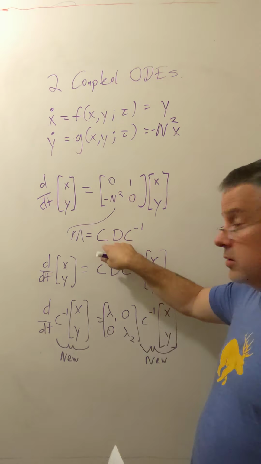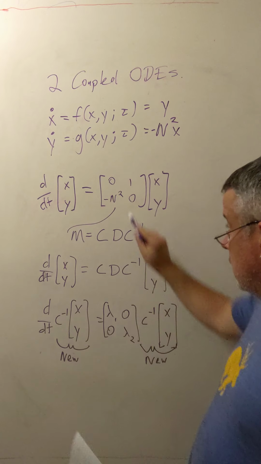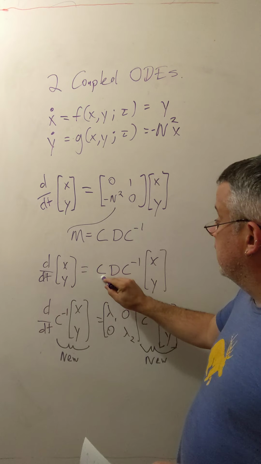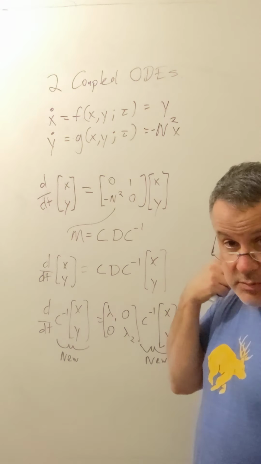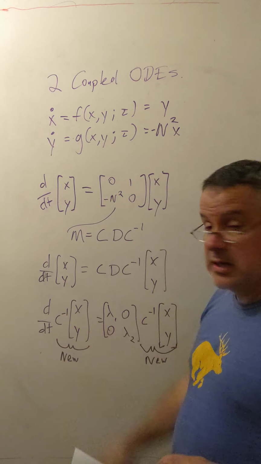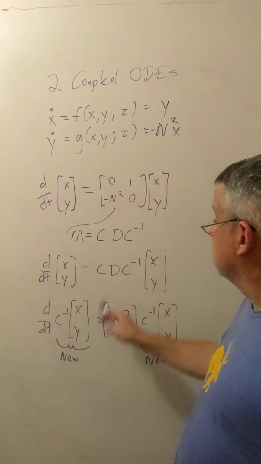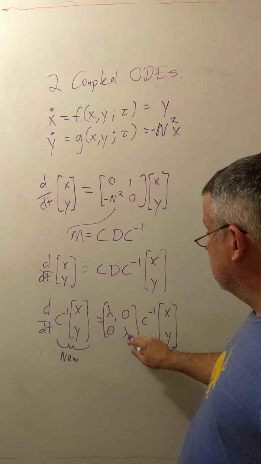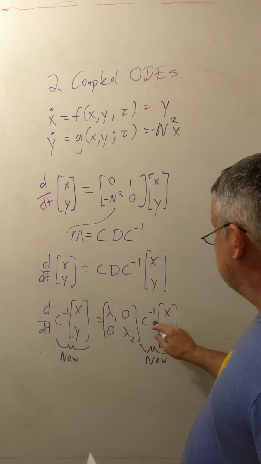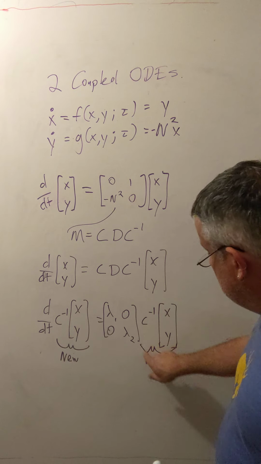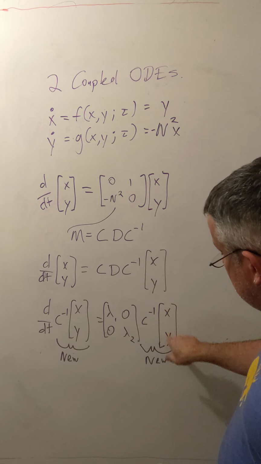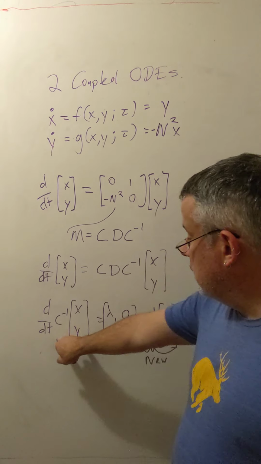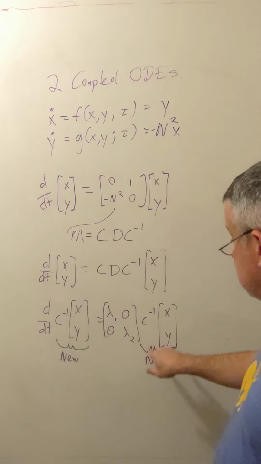Cool. Okay, so let's see what happens if we plug that into the differential equation. Well, we're just replacing the matrix now with C D C inverse. And we can move this C over to the other side of the equation, and since it's just a mess of constants, we can pull it inside of the differentiation. It doesn't make any difference. So now we have d/dt of C inverse times (x, y) equals a diagonal matrix, lambda 1, lambda 2, times C inverse of (x, y). Well, look, C inverse acting on x and y, this is just a new way of writing the unknown, and it's the same on both sides of the equation.